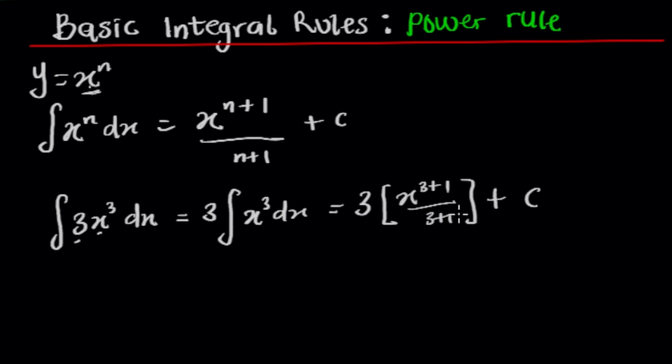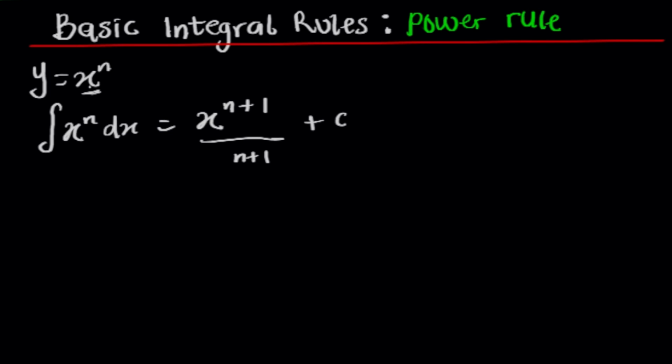So you cannot simplify this expression further. We're going to have this be equal to 3x to the power 3 plus 1, which is 4, divided by 4, plus c, and that is the answer. It's very, very simple. Now let's go ahead and solve another example here and see what we're going to have.